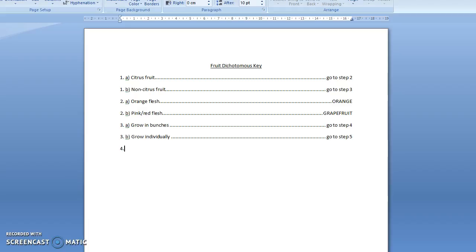So for the bunched fruit, I'm going to focus on their shape. So if we have round fruit, or if we have elongated fruit, I'm just going to put in B. So if we have round fruit, then that means that we have grapes. If we have elongated fruit, then that means that we have bananas. So now we've identified 2 more, and that means that we have 2 fruits remaining.